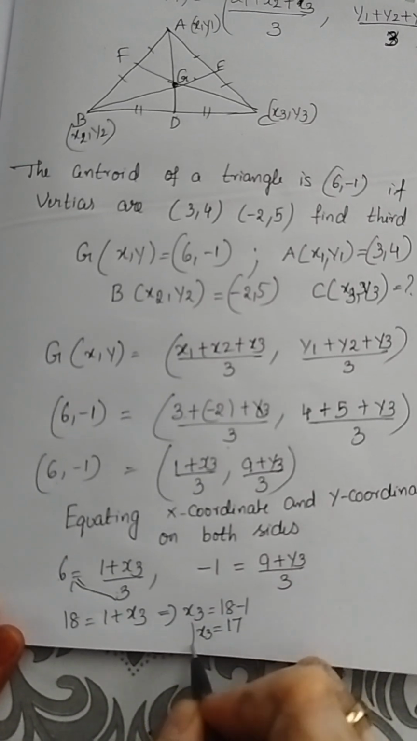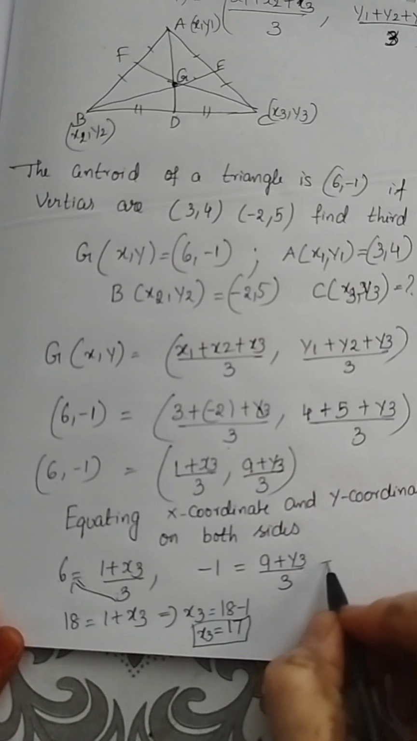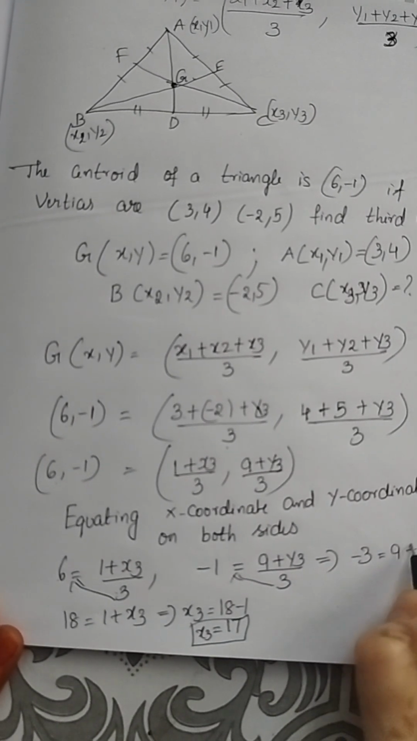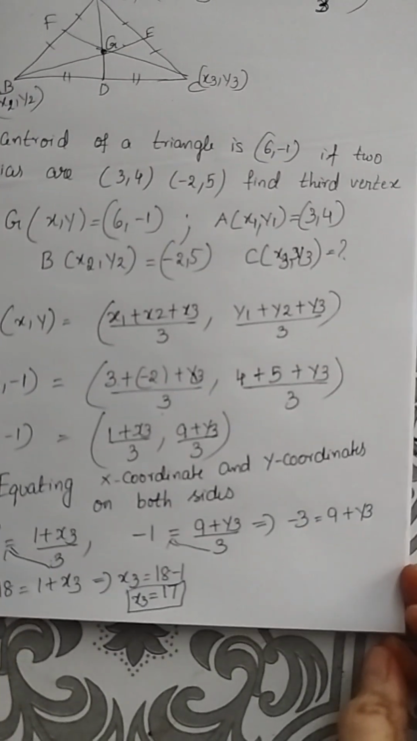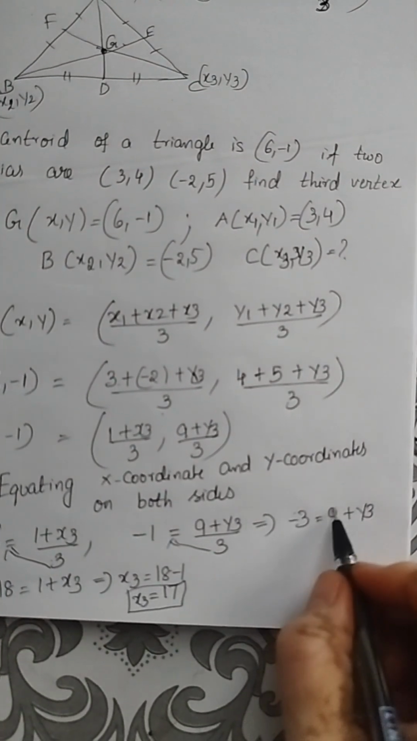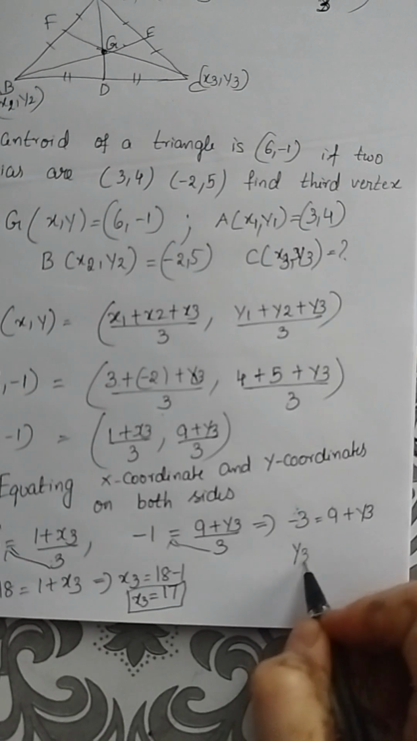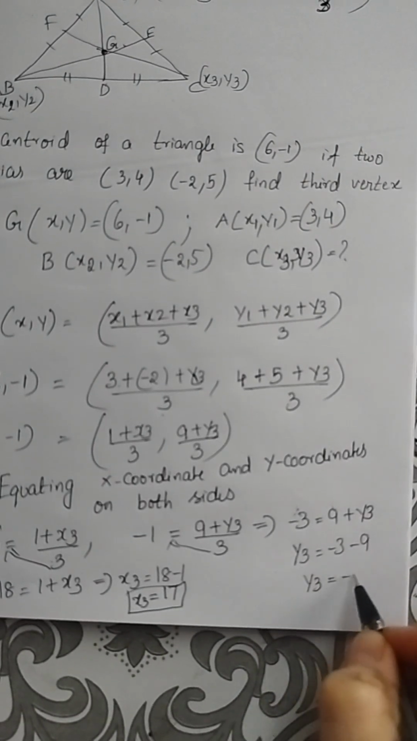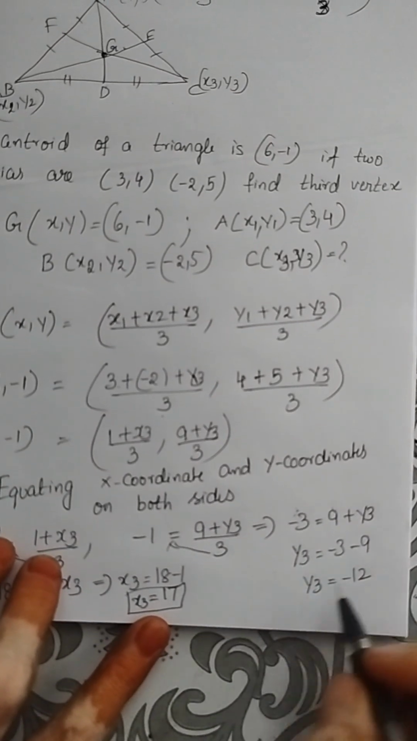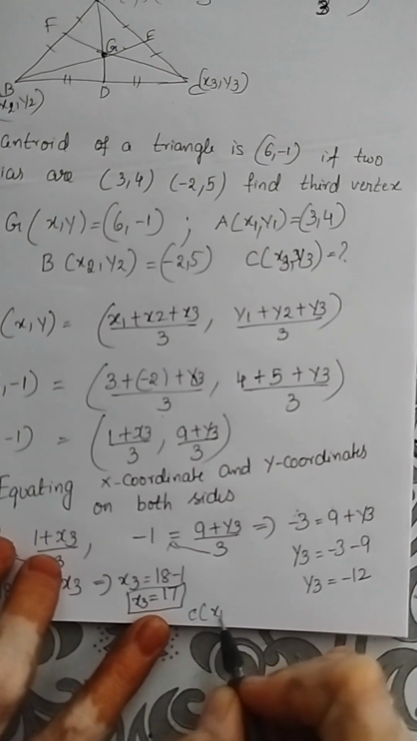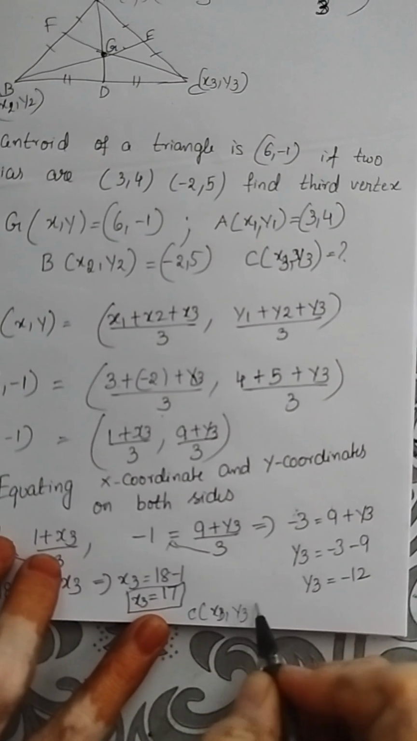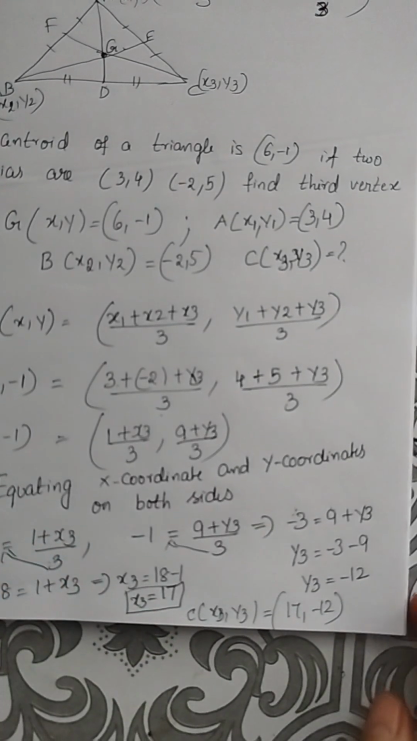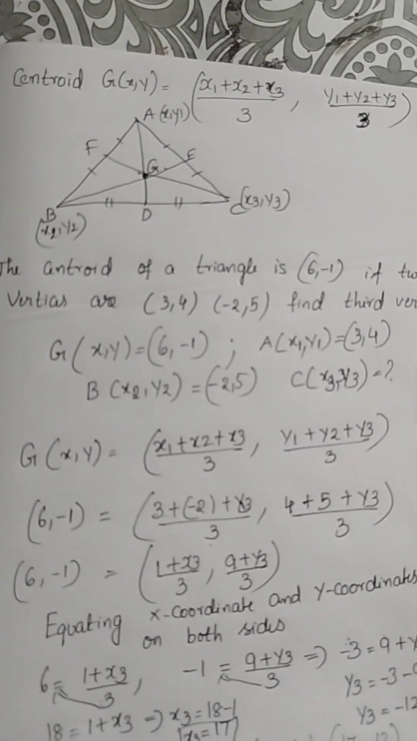Okay. Next, cross multiply: minus 3 equal to 9 plus y3. If you transpose, it will become minus 9. So y3 equal to minus 3 minus 9. So y3 is minus 12. Okay, so what is the coordinate? C (x3, y3) is (17, minus 12). Okay, this is about the centroid.